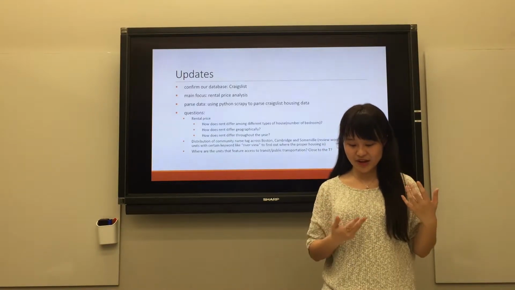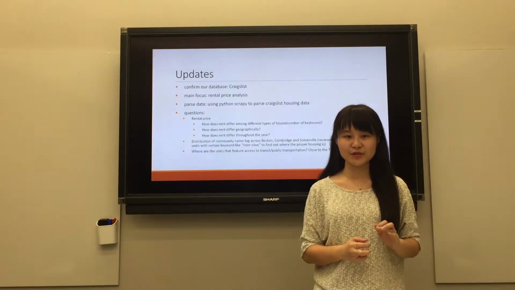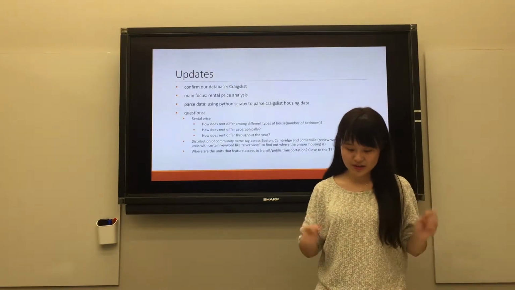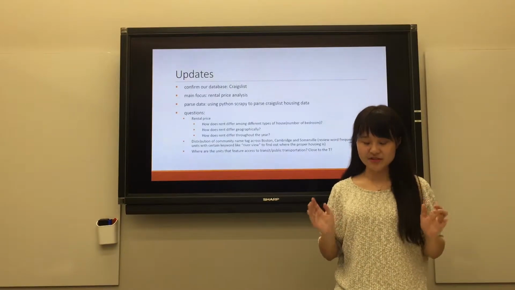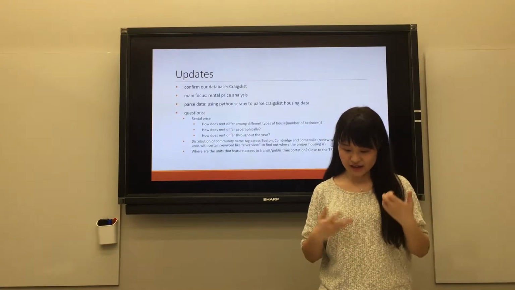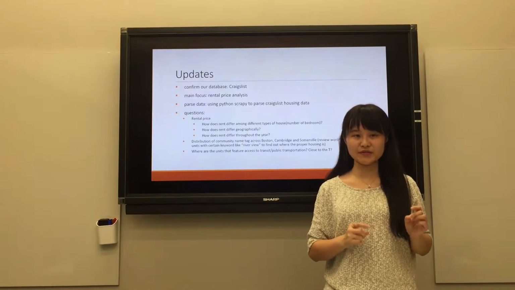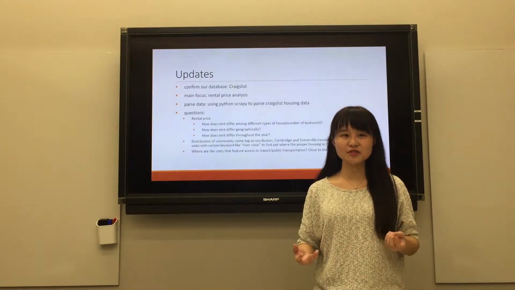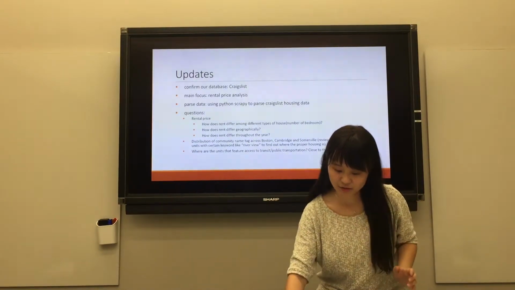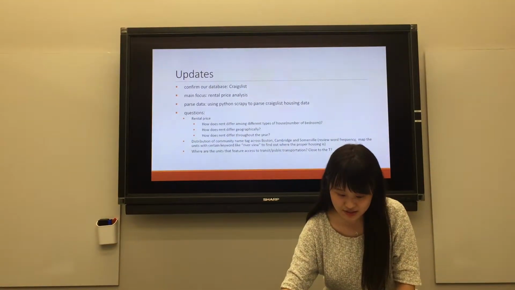And we are now using Python Scrapy. It's a Python library to get data from Craigslist. And we have refined our question a little bit to make sure we're specific. So we're going to ask questions like, how does rent differ across different areas in Boston? And how does rent differ for different types of housing? And how does the rent differ throughout the entire year? We're also going to ask about the distribution of community name tags and how different properties feature different characteristics.